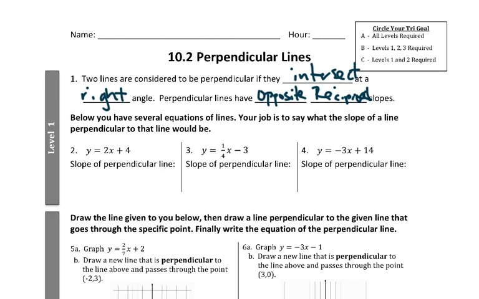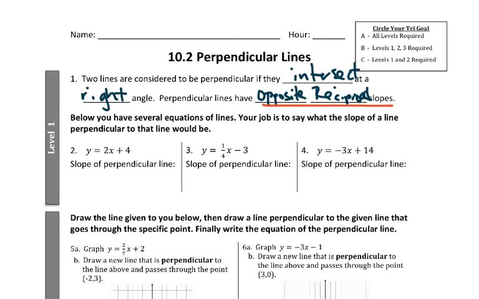If you remember in the last homework assignment, we had to say what the slope would be of a parallel line, and you kind of thought that I was stupid because we were just rewriting the slope of the original equation. Well, we're going to be doing the same thing here, only instead of writing the same slope, we need to write the opposite reciprocal slope. So that's going to help us practice a little bit.